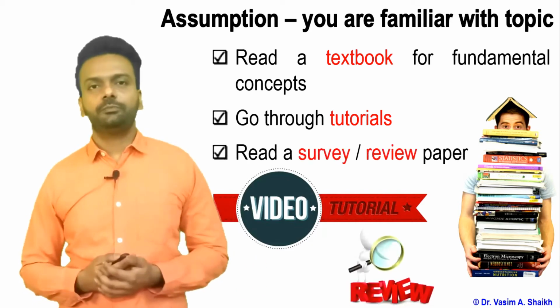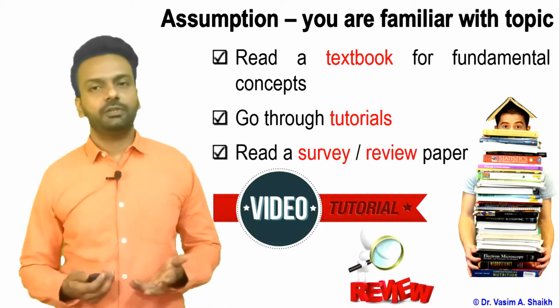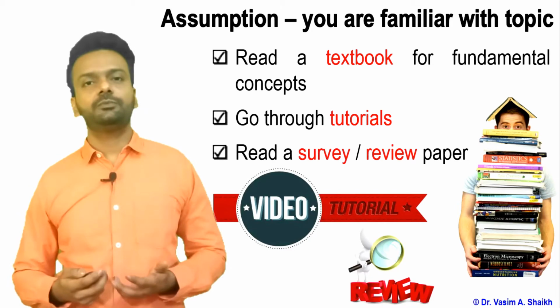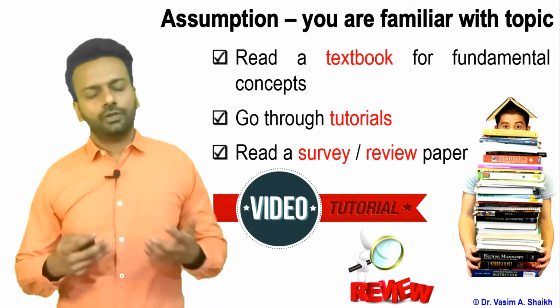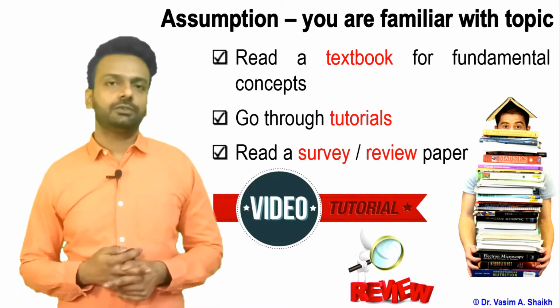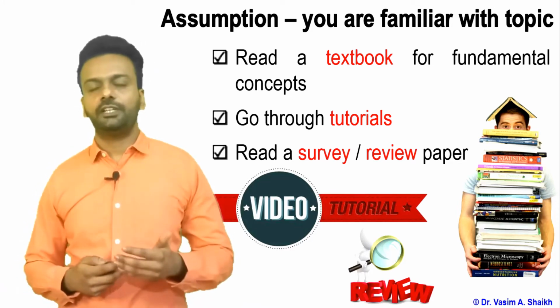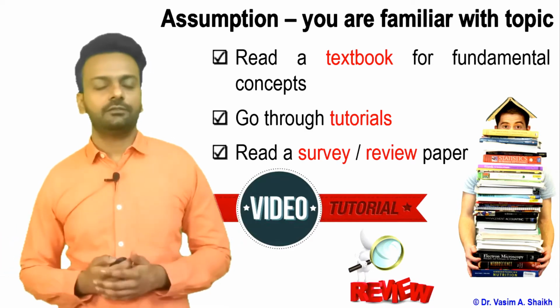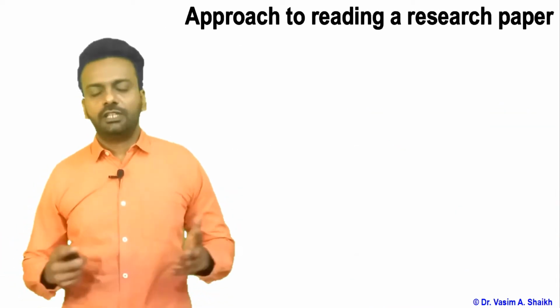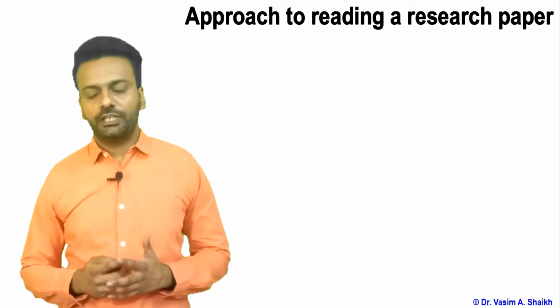Then you can read some papers. For example, you can read some survey papers, you can read some review papers. This information you will get from the journal only. So this is the starting point from where you can start for knowing a broader area where you want to work. Now let us see what is the approach to reading a research paper.